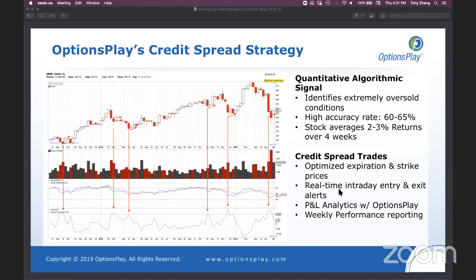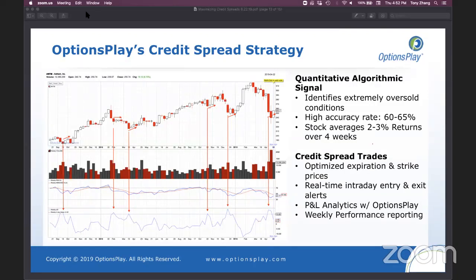And these have P&L analytics that you can use with Options Play. So we'll send you a link to the Options Play tool so that you can look at the trades yourself. You can even modify the expiration dates or strike prices if you want. You can use the P&L simulator to simulate different outlooks and see how these strategies perform. And we do produce weekly performance reports on these types of trades.